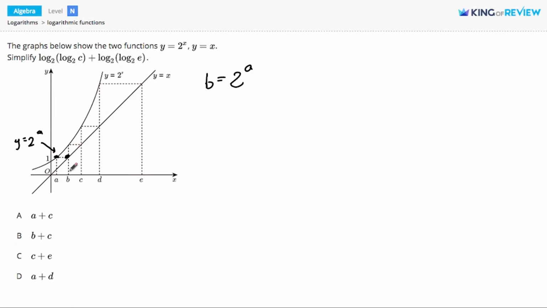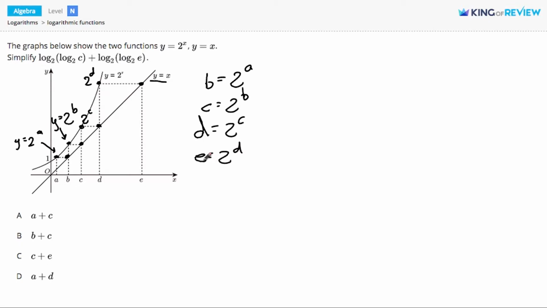In a similar fashion, we know that this point up here has a y value of 2 to the b, but that is equivalent to the y value on this line, which, since y equals x, is equivalent to the value of c. c equals 2 to the power b. By the same logic, c takes us up to 2 to the c, which corresponds to d. d equals 2 to the c. And d takes us to the point with a y value 2 to the d. If we bring that over to the line, this y value is also 2 to the d, but that's the same thing as e. So we have all these relationships.